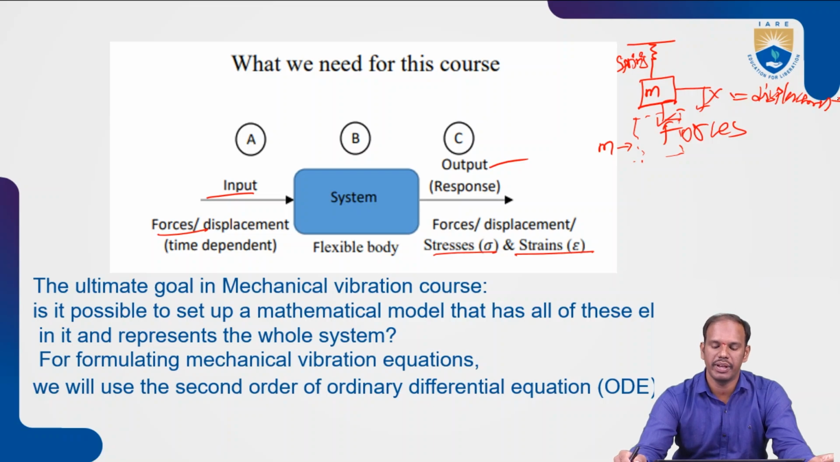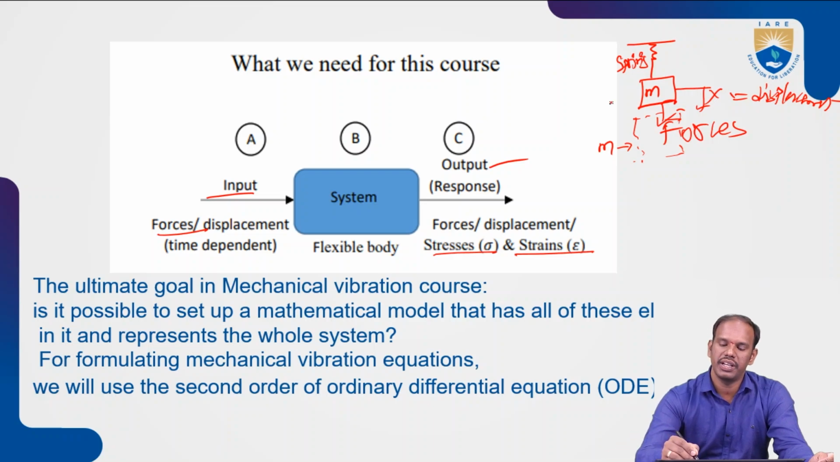Displacement or force, which gives the stresses and strains, is nothing but the output. So in this spring mass system, there is a mechanical vibration of this course. It is possible to set up some mathematical models of these elements, from a physical model to a mathematical model, like a spring mass system. We can call it MKC.